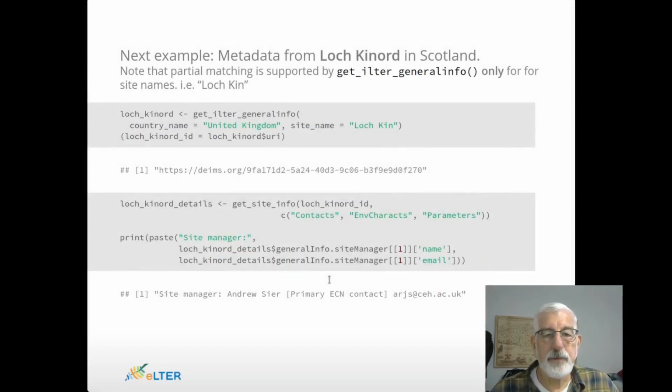For the second example, we'll move to the Loch Kinnaird site in Scotland. Like before, we use the get_elter_general_info function. We pass it the country name, United Kingdom, and the site name. Partial matching works here. And we get the URI by querying with the $ operator. We get the full DEIMS URL for this particular site, as shown here.